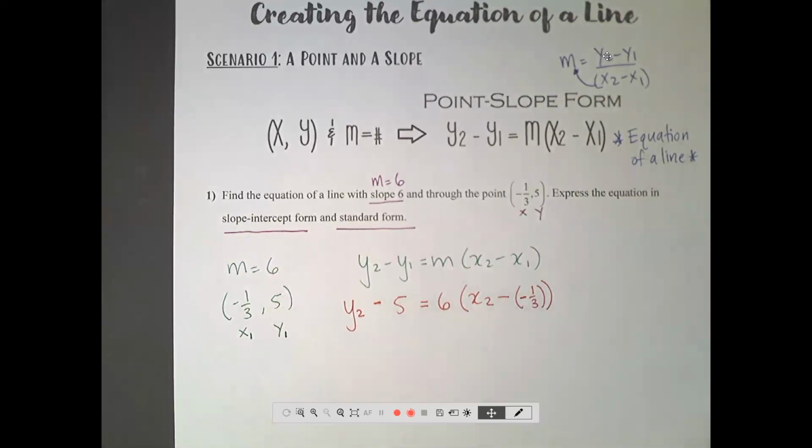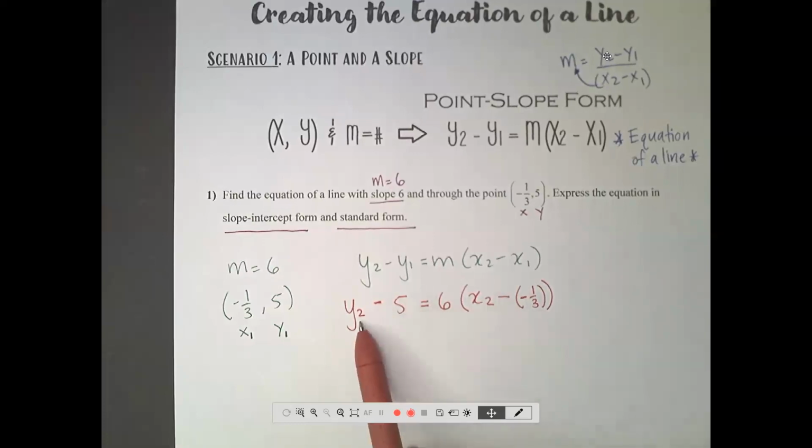You guys know when you have an equation of a line, you're going to have a y value and an x value, except if it's a horizontal line or a vertical line, then you have either an x or a y. So don't be alarmed. Our equation will have both a y and an x. That is the purpose of it.